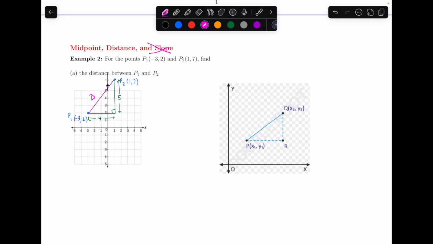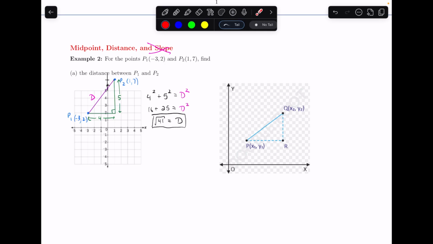Well, one way is with the Pythagorean theorem. I could say that 4 squared plus 5 squared equals D squared. And then 4 squared is 16 plus 5 squared is 25 equals D squared. And then 16 plus 25 becomes 41. If I square root both sides, I'd get D equals square root of 41. And I don't need a plus or minus because a distance cannot be negative. Okay, so that's one way I could get to my answer.